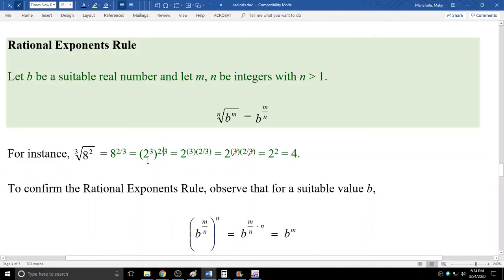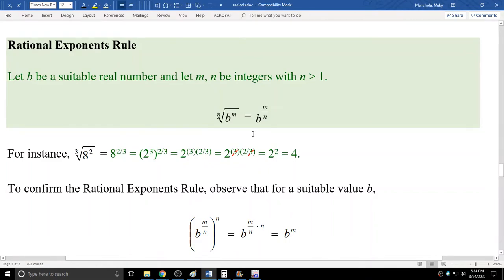Now I am raising a power to another power, so I keep my base and multiply my exponents. So it's 2 to the 3 times 2/3. Notice that the 3 and the third cancel each other, so you end up with 2 squared, which is 4.